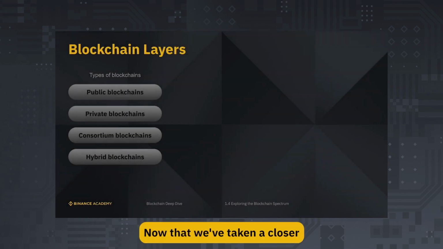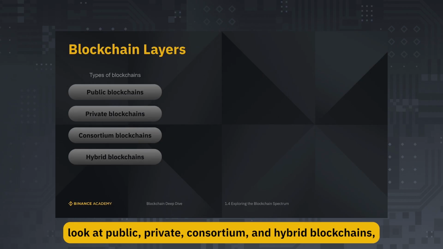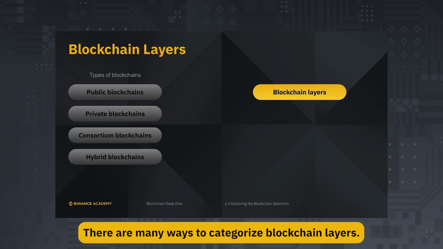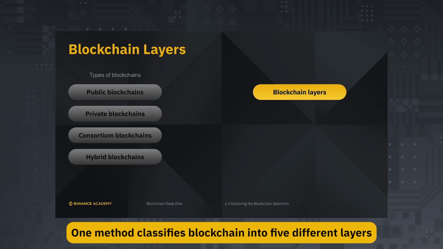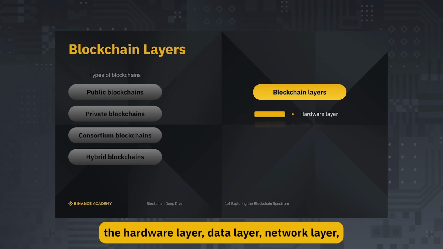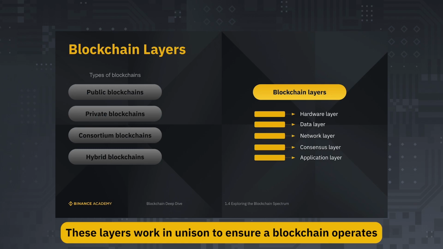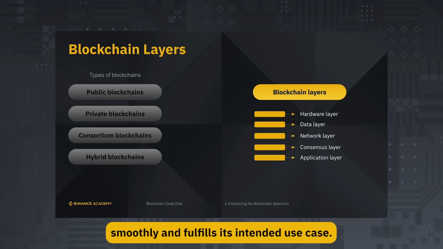Now that we've taken a closer look at public, private, consortium, and hybrid blockchains, let's explore blockchain layers in greater detail. There are many ways to categorize blockchain layers. One method classifies blockchain into 5 different layers: the hardware layer, data layer, network layer, consensus layer, and application layer. These layers work in unison to ensure a blockchain operates smoothly and fulfills its intended use case.